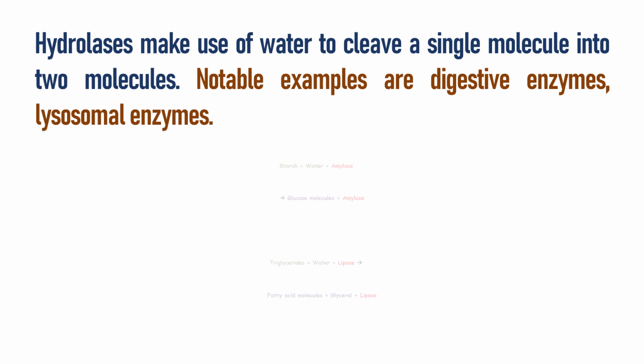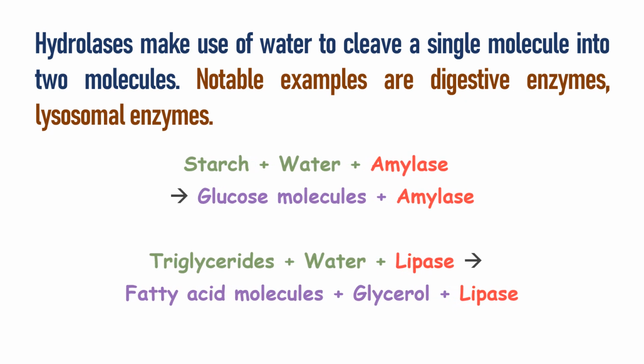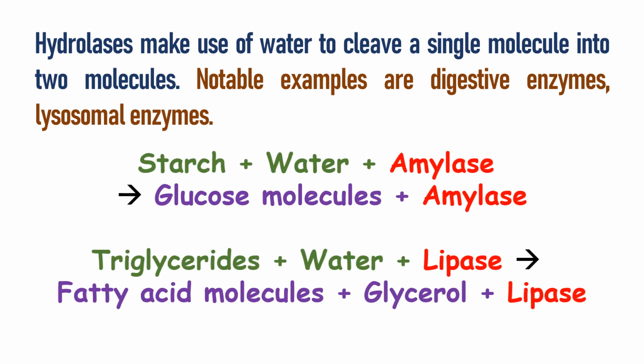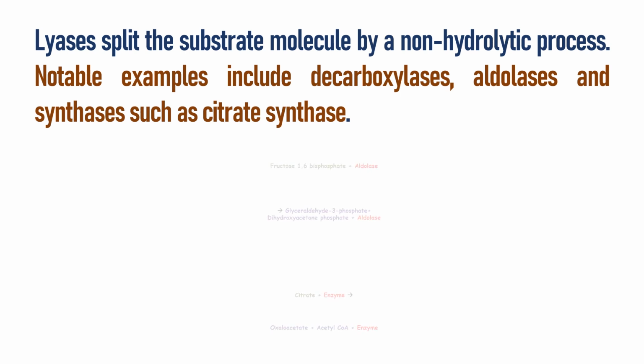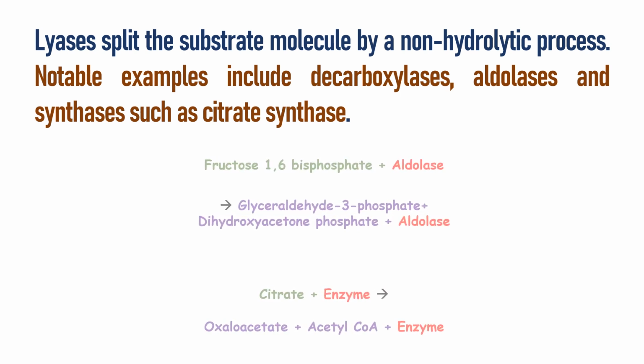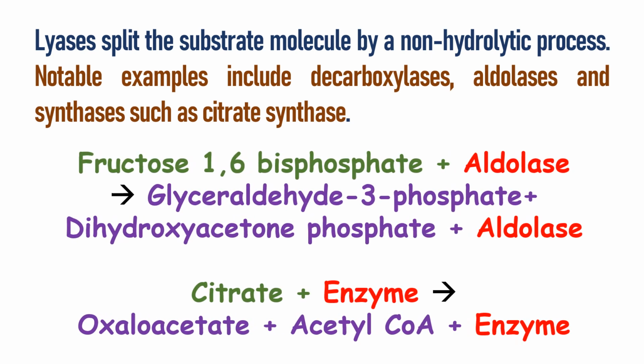Hydrolases make use of water to cleave a single molecule into two molecules. Notable examples are digestive enzymes and lysosomal enzymes. Lyases split the substrate molecule by a non-hydrolytic process. Notable examples include decarboxylases, aldolases, and synthases, such as citrate synthase.